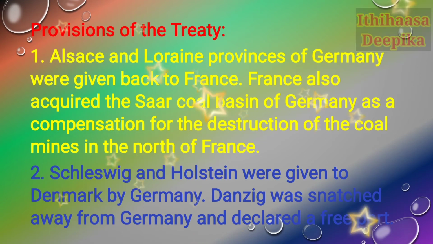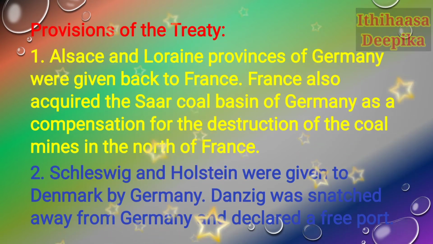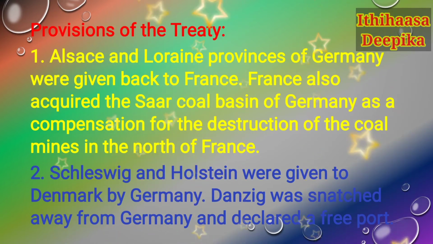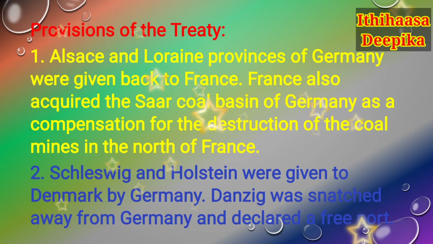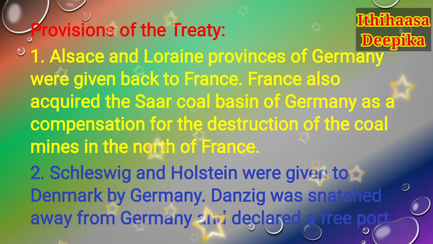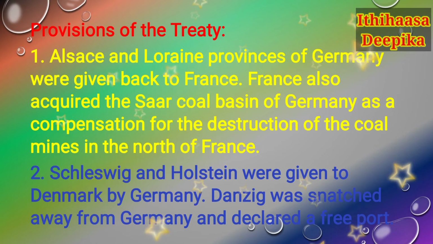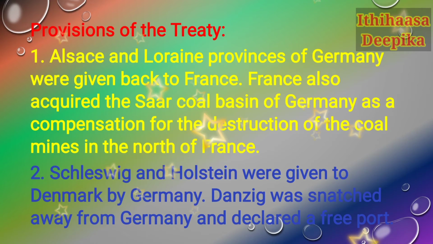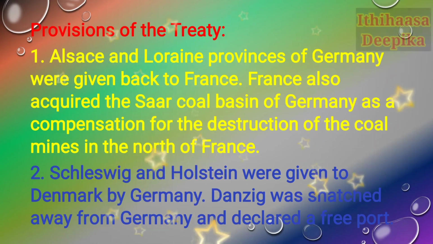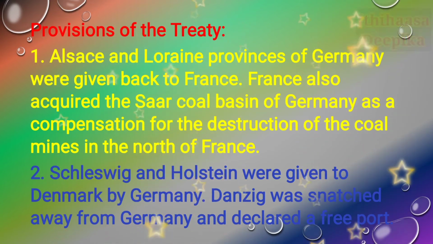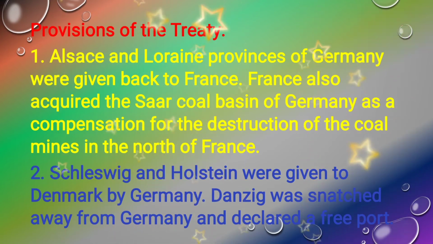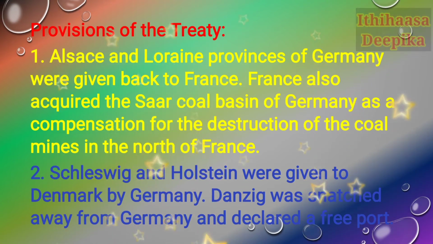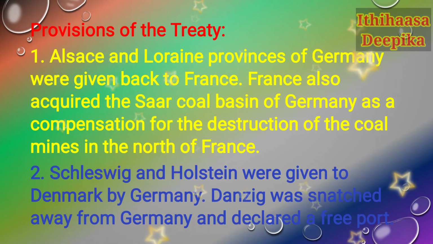First one. Alsace and Lorraine, provinces of Germany, were given back to France. During the German unification, Alsace and Lorraine were captured by Germany. Here, the Treaty of Versailles forced Germany to give them back to France. France also acquired the Saar coal basin of Germany, as compensation for the destruction of the coal mines in the north of France.